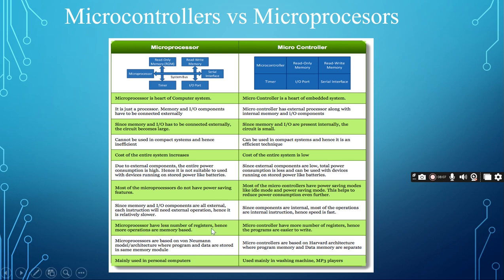Microprocessors have fewer registers, hence more operations are memory based. Whereas microcontrollers have more registers, hence programs are easier to write. Microprocessors are based on the von Neumann architecture, where program and data are stored in the same memory module.